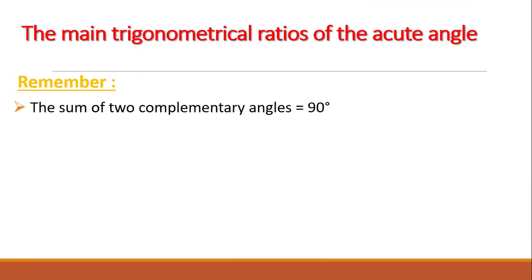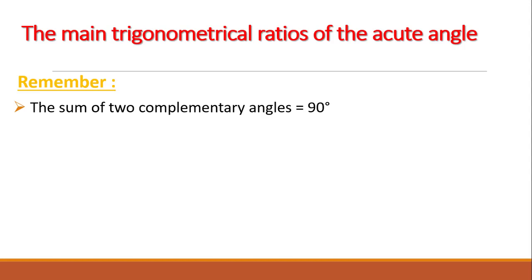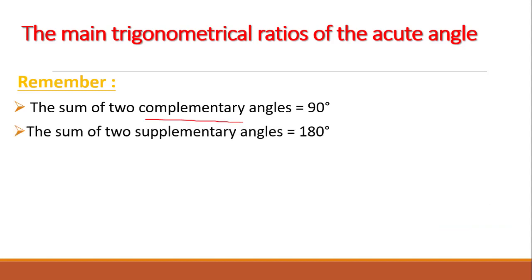I want you to remember that the summation of two complementary angles is 90 degrees. You studied before in Prep 1 that the summation of two complementary angles is 90 degrees. Also, if the two angles are supplementary, the summation will be 180 degrees. So any two complementary angles, the summation is 90. Any two supplementary angles, the summation is 180. This is very important to know.